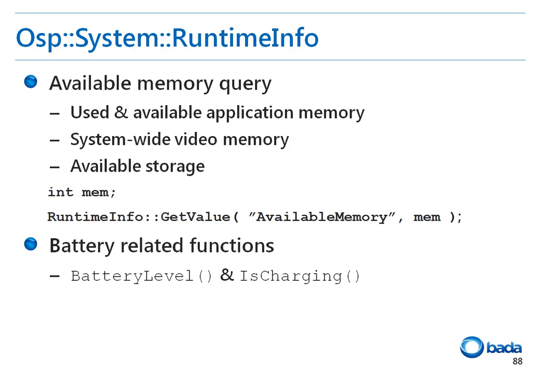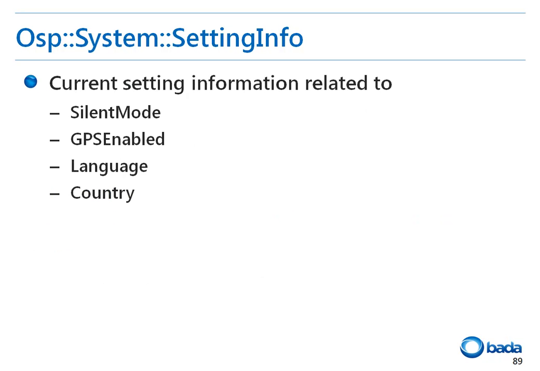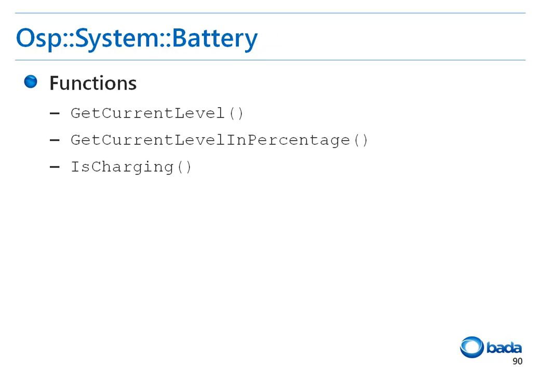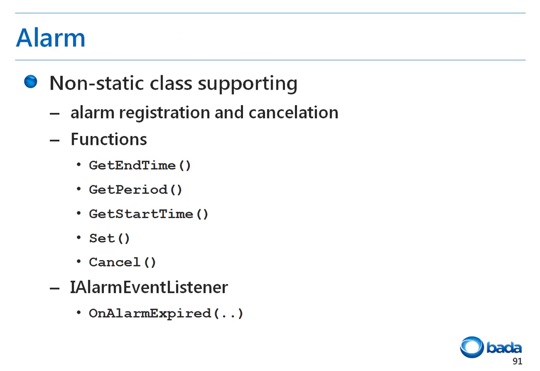Using the setting info class, you can see whether the current setting is silent mode, whether the GPS is on, the selected language, and the selected country in the system settings. Using the battery class, you can get the current battery level as a percentage and whether the battery is being charged. The alarm class contains several non-static functions.